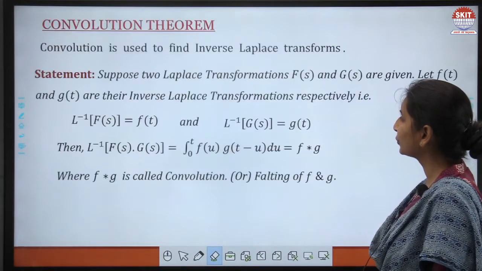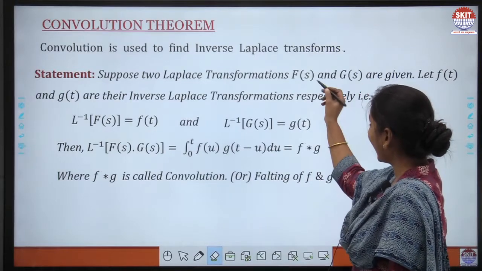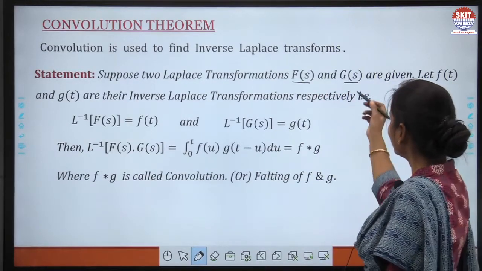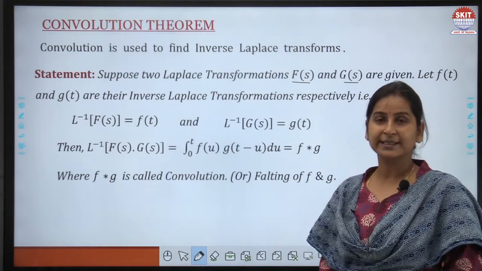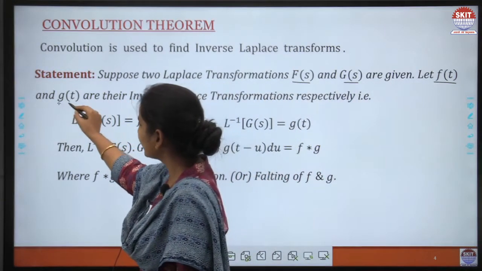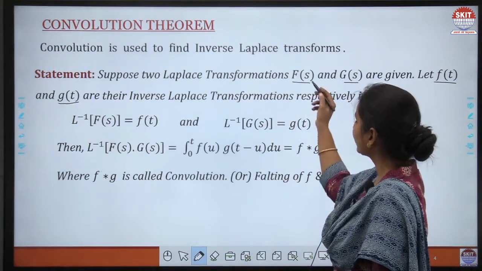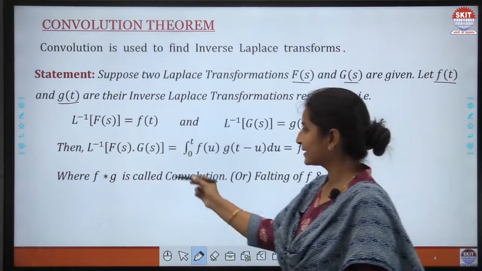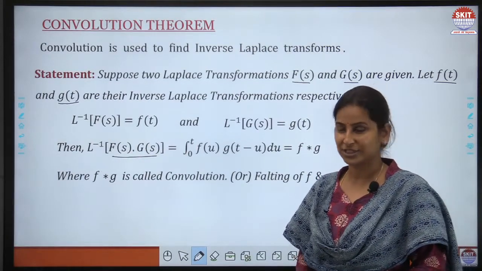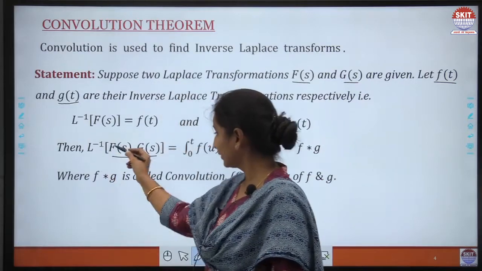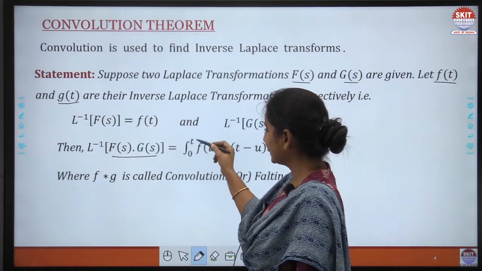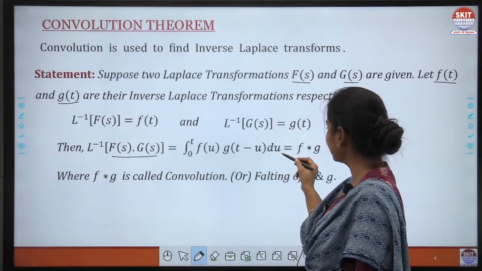This theorem gives you two functions F(s) and G(s), and these functions are such that we know their inverse Laplace transform directly. So we have a function F(s) and a function G(s), of which the inverse transform of F(s) is given by f(t) and the Laplace inverse of G(s) is given by g(t). Now, suppose we have the product of F(s) and G(s), that means Laplace of f(t) and Laplace of g(t). And I have to find out L inverse of this product, then it is equal to this convolution integral, which is given by integral 0 to t f(u) g(t minus u) du.